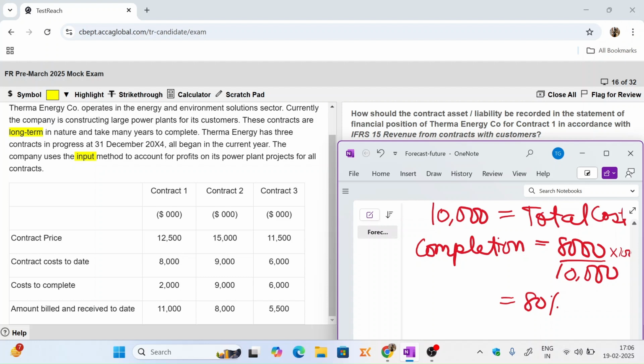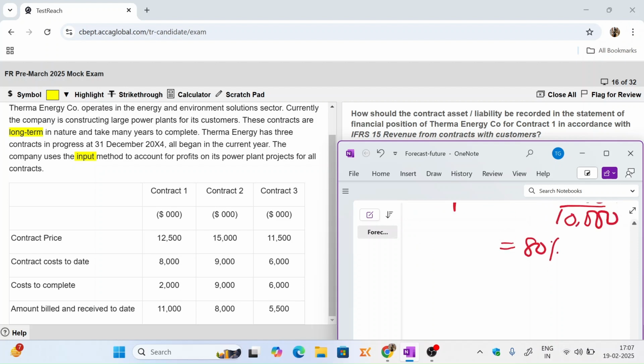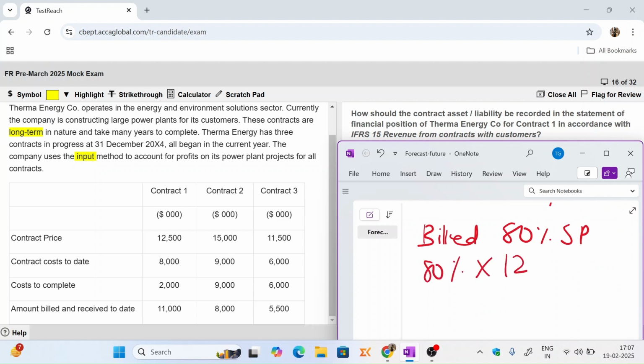Now, how much have you charged your customer? According to revenue recognition, if your project is 80% complete, you should have billed your customer 80% of the selling price. Our selling price is 12,500. So 80% of 12,500, work that out. How much does that come out to be? 12,500 times 0.8 gives you 10,000. So that means you should have billed your customer $10,000.